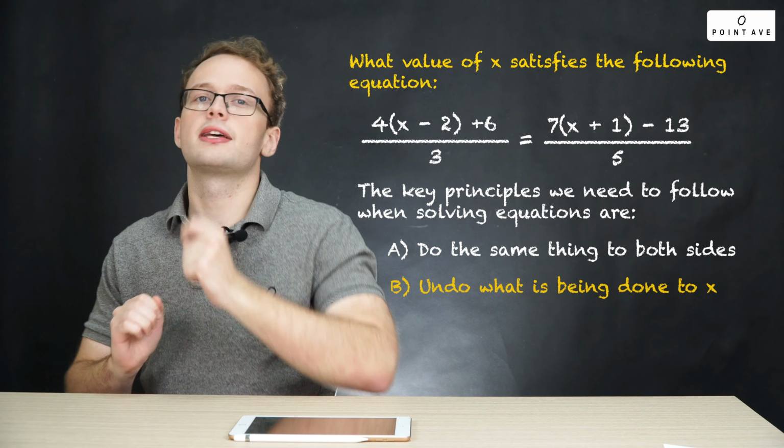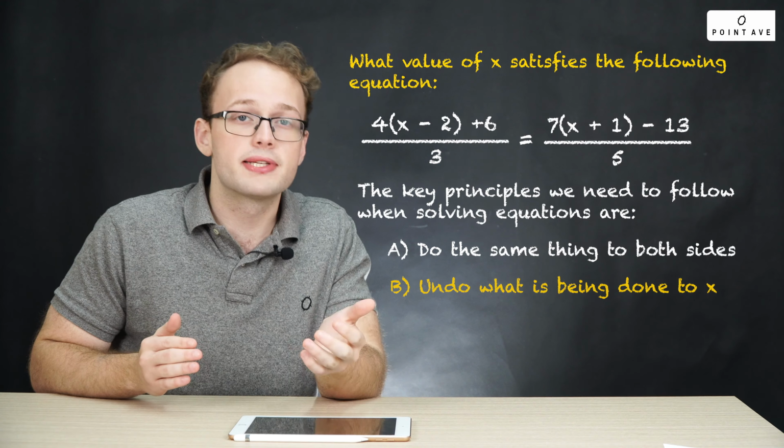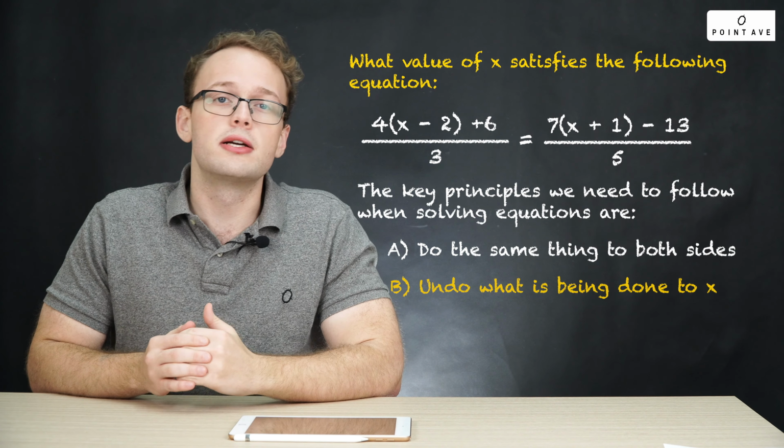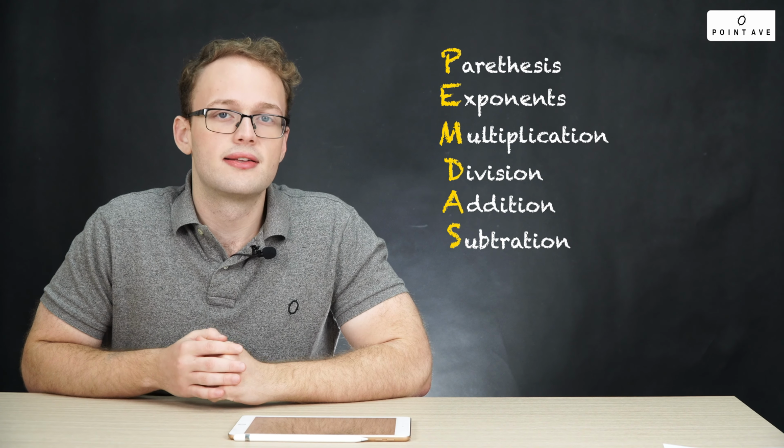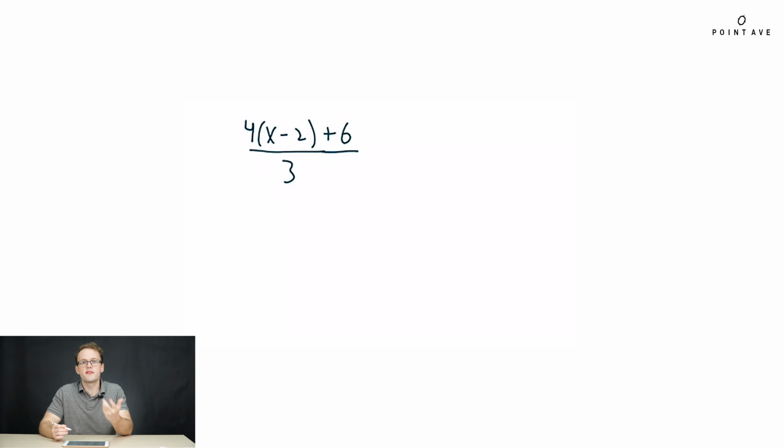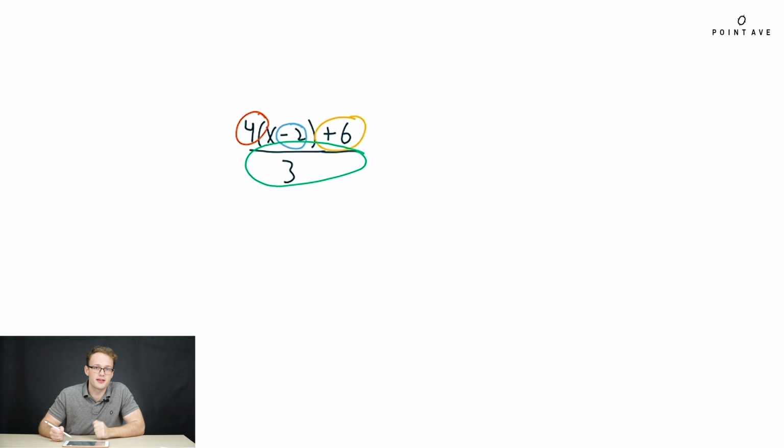Now the second principle is key. It tells us that we need to do the opposite of what is being done to x. So we follow the order of operations, but inverse. You take PEMDAS and flip it around. So what is the order of operations that are happening to x? Well, first off, we subtract 2, and then we multiply by 4, and then we add 6, and then finally we divide by 3.